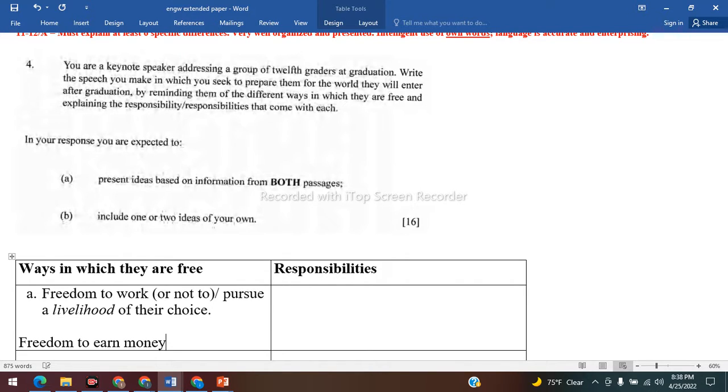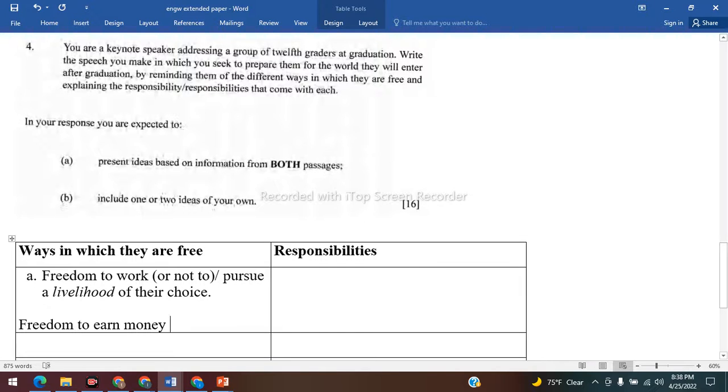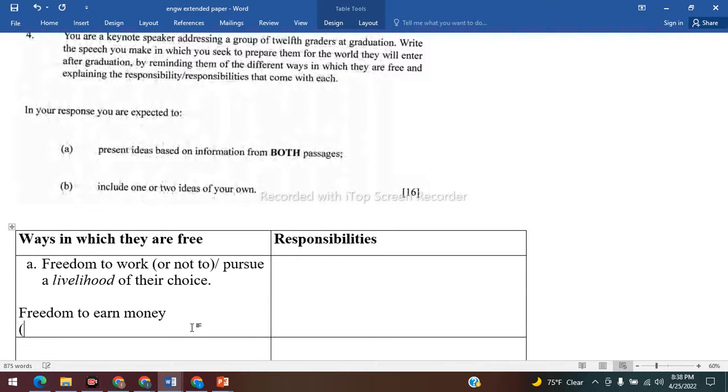It's the same thing. So in your little plan, you're going to say which passage this is coming from, so you get context. What passage do you think it's going to come from? Freedom to work. Yeah, passage A. Okay.